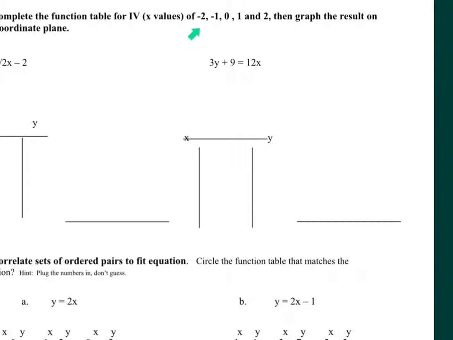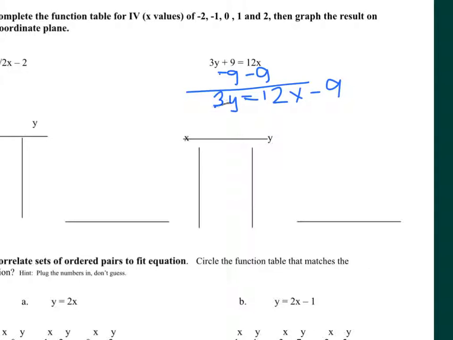Let's write the function table using the same independent variables of x as negative 2, negative 1, 0, 1, and 2, and then graph the result on the coordinate plane. We need to look at the function that we were given and realize it's not in slope-intercept form. So we need to rewrite this so that we have y by itself on the left-hand side and everything else on the right-hand side. So what we'll start off with doing is just by subtracting 9 from both sides, which would give us 3y equals 12x minus 9.